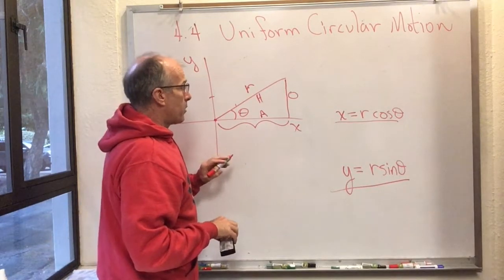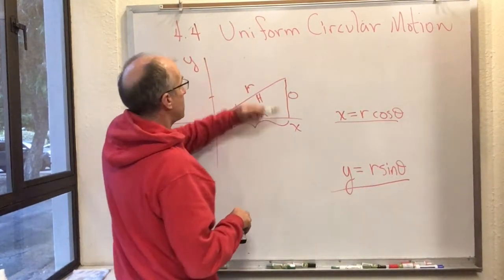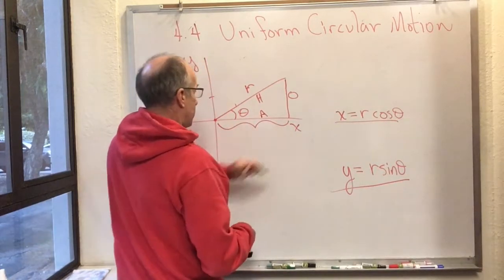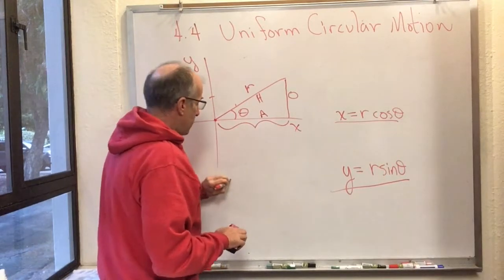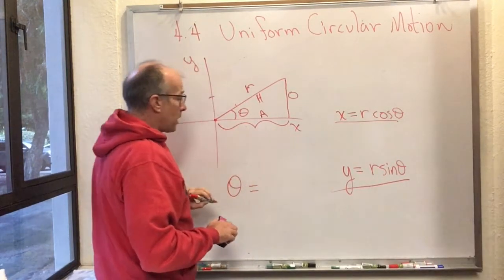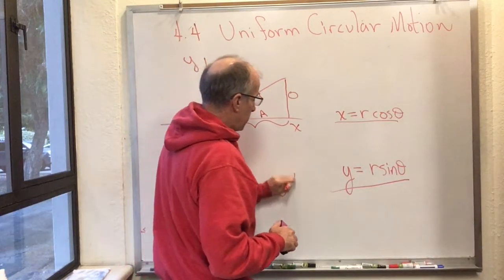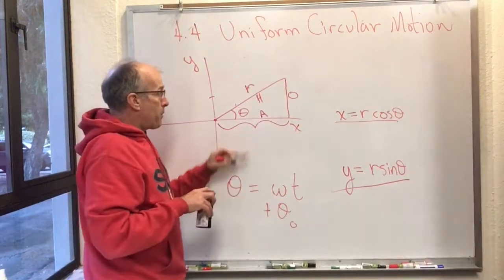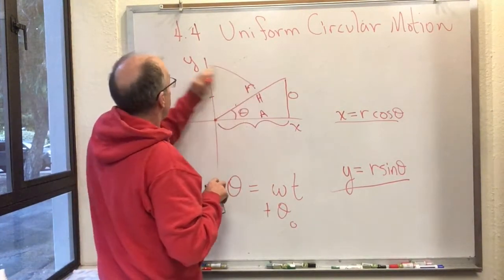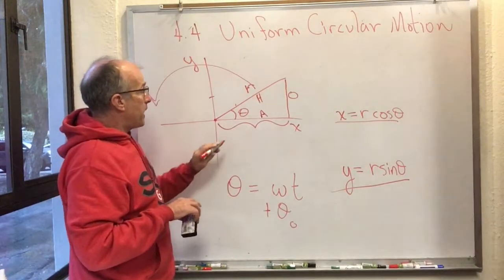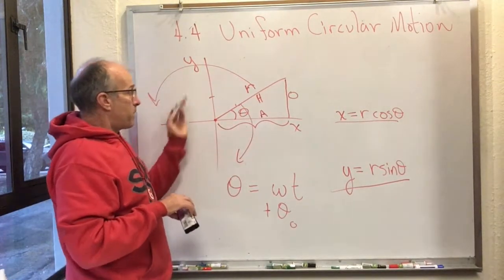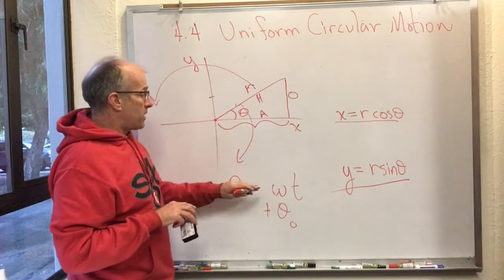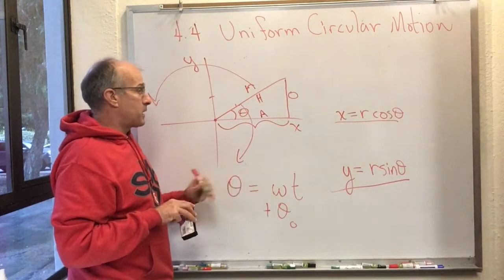So uniform circular motion is when theta is steadily increasing or steadily decreasing. In other words, theta is equal to some constant, omega, times time plus whatever it was at t equals 0. Omega can be positive, in which case theta is increasing with time, and omega could be negative, in which case theta is spinning that way with time. And if omega is large, this thing is spinning fast, and if omega is small, it's spinning slow.